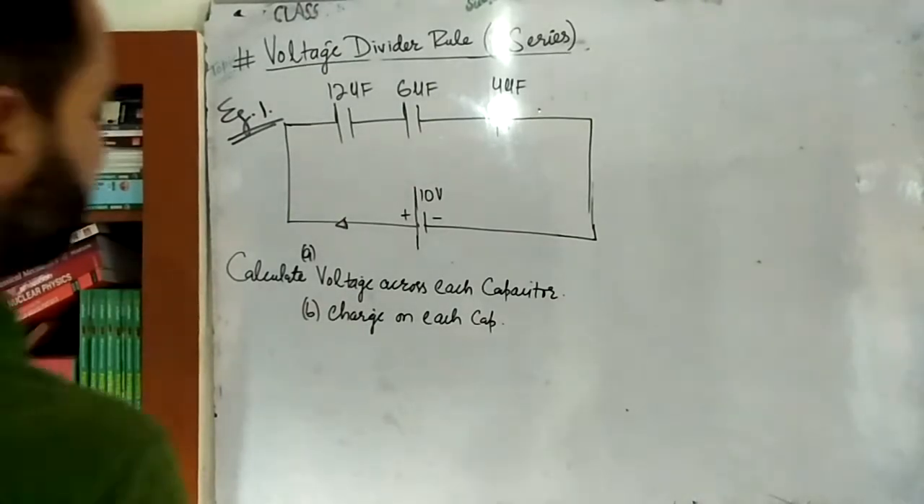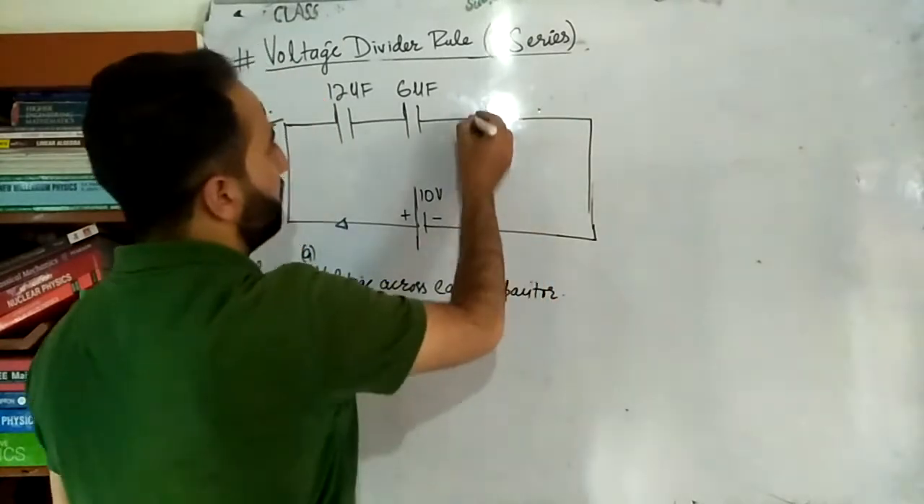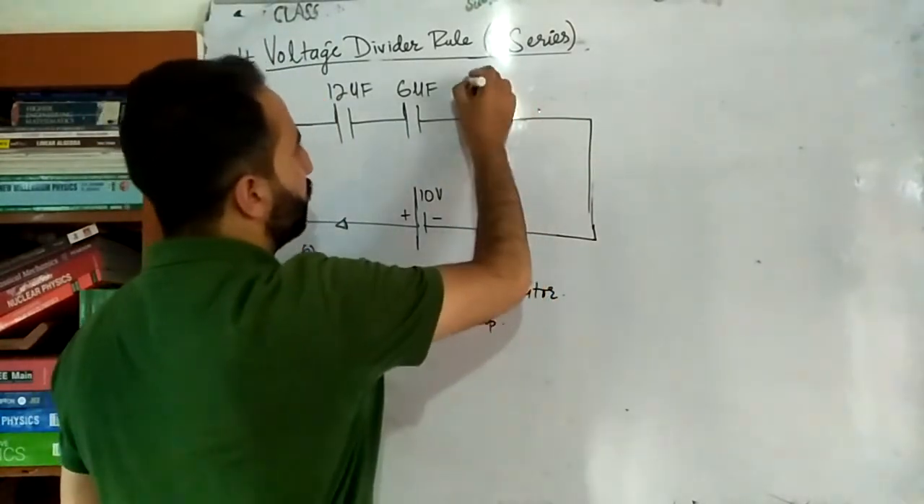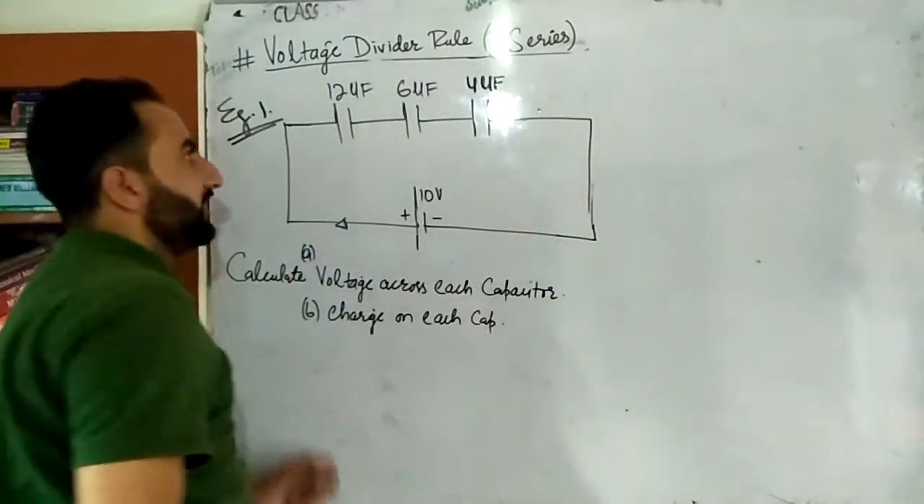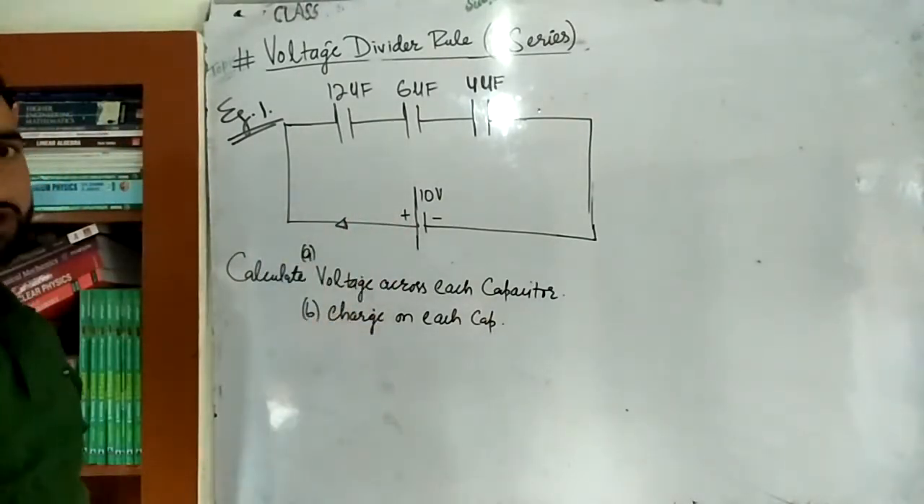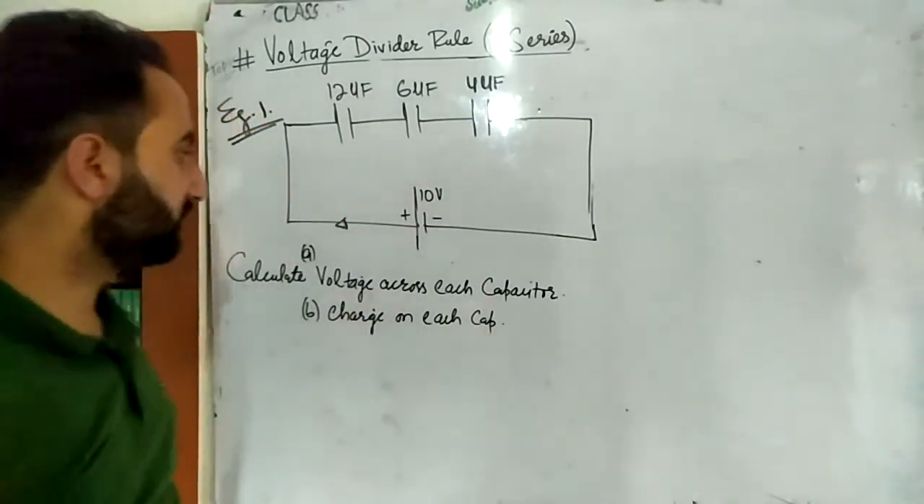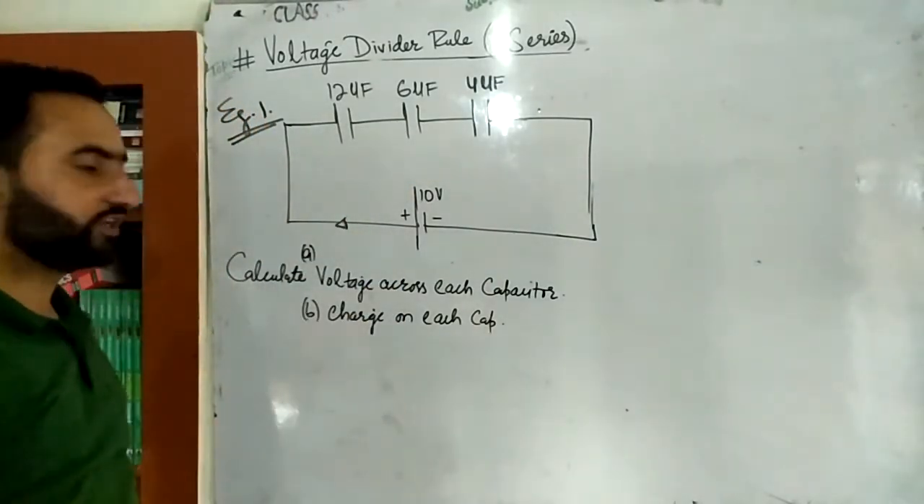One more example. Three different capacitors are there. Suppose here we have 4 microfarad, 12 microfarad, and 6 microfarad. Three different capacitors are here, with a battery whose potential is 10 volt. Are all these three connected in series or parallel? Obviously they are connected in series. The question is to calculate the potential difference across each capacitor.